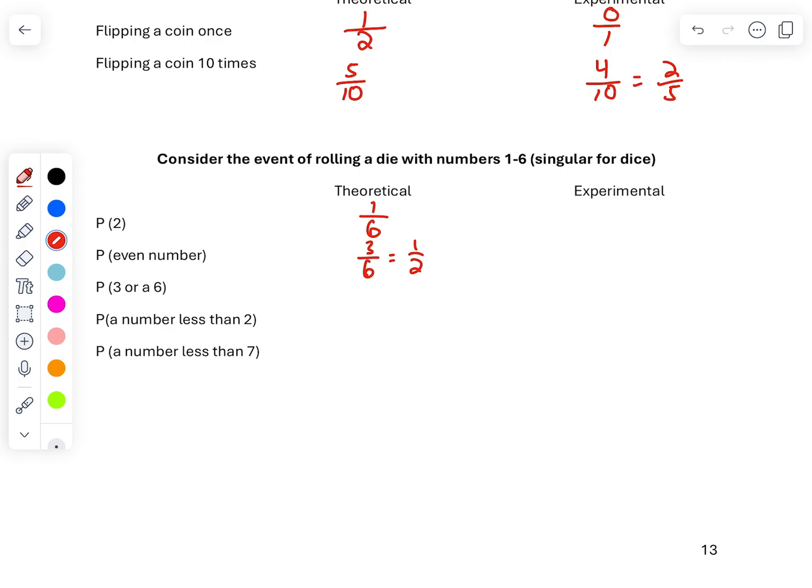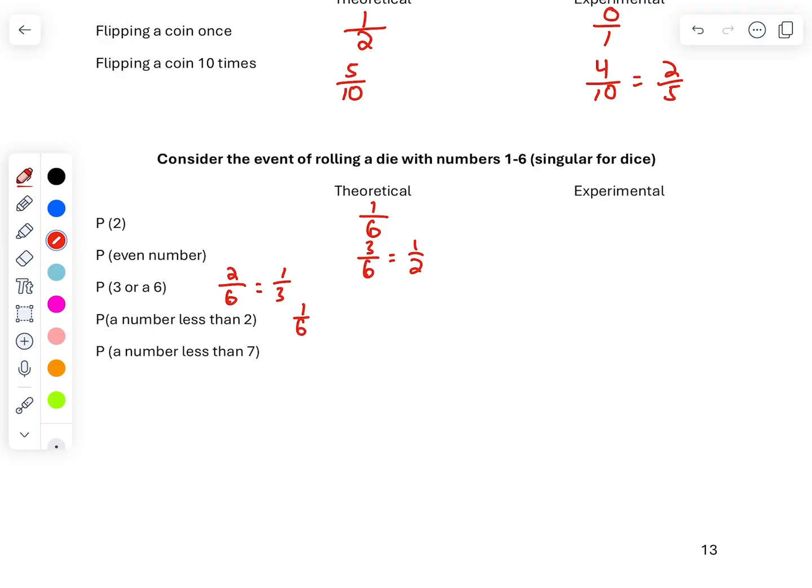The probability of rolling a 3 or a 6. So there's 2 opportunities there, the 3 and the 6, out of a total of 6 numbers again, and we'll reduce that to 1 over 3. A number less than 2. So we're not including the number 2, just less than 2. The only number less than 2 on a dice is the number 1. So there's only 1 opportunity out of 6.